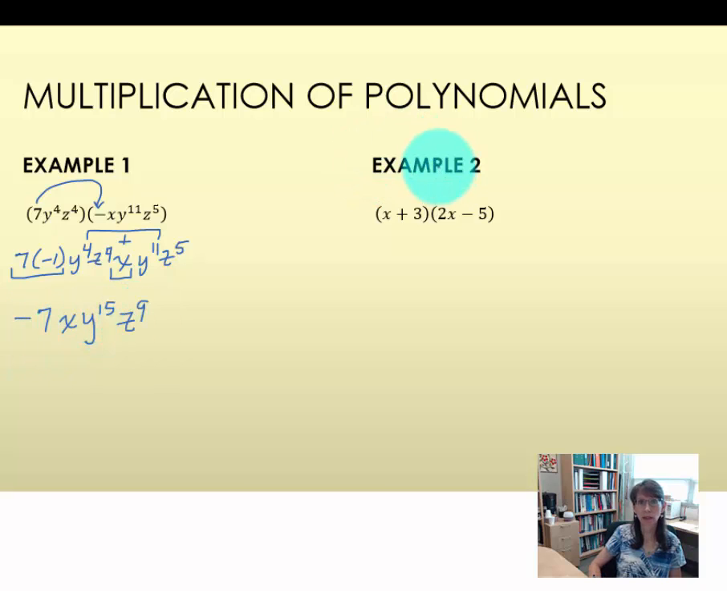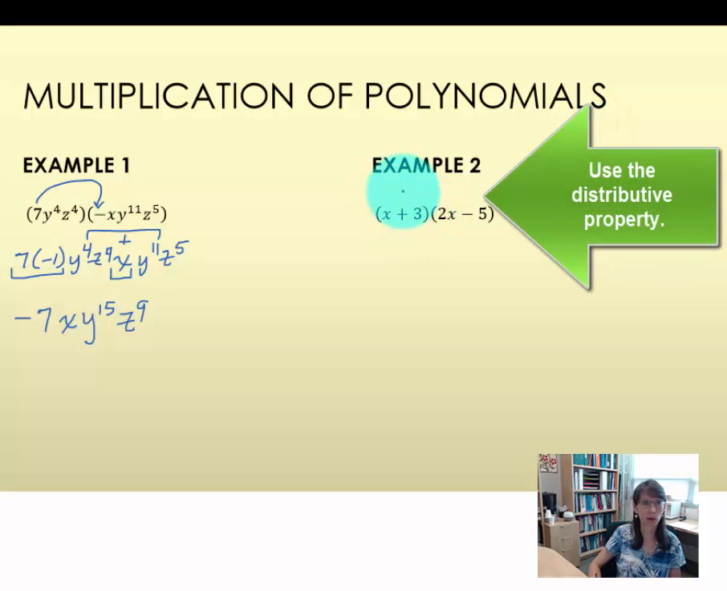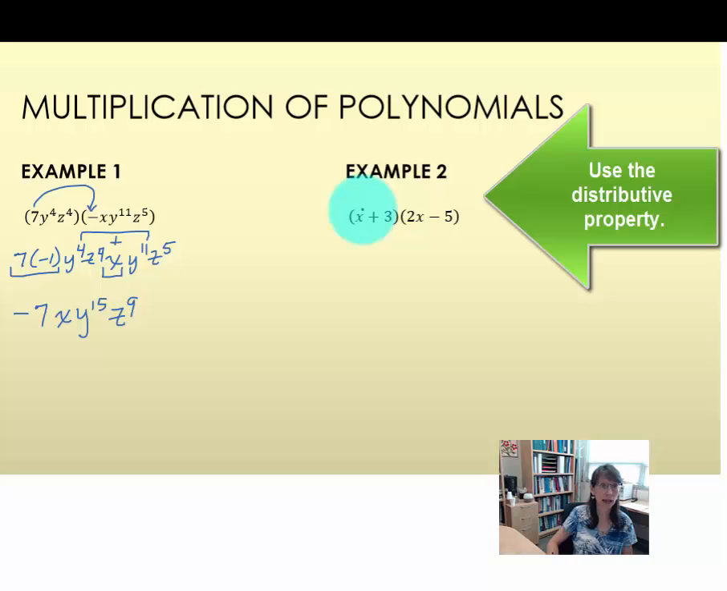And now in example 2, you can see we have plus and minus involved in each of these quantities. So I will use the distributive property to find the final product. I'll take x and distribute that to each term in the other quantity. x times 2x means I'm applying the power rule. So I have 2x squared. Then x is multiplied by negative 5, so that's minus 5x.